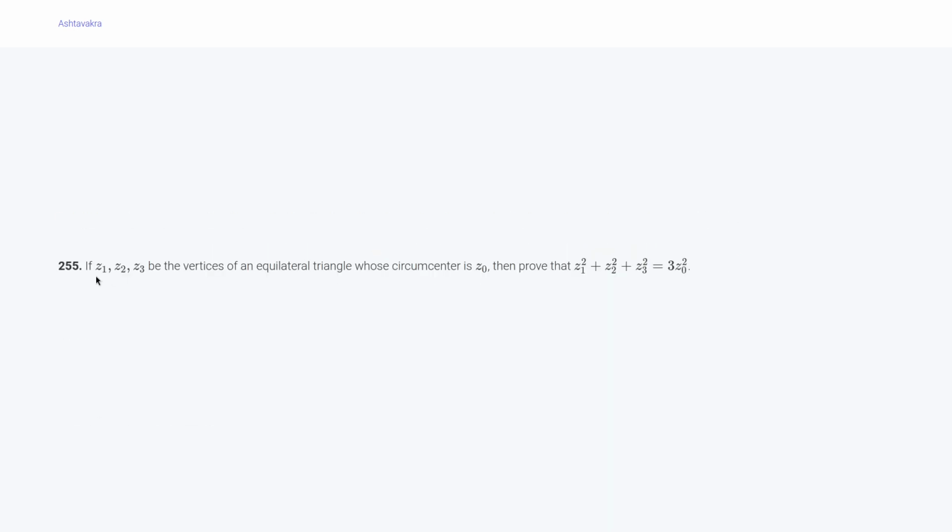Question 255 says that if z1, z2, z3 be the vertices of an equilateral triangle whose circumcenter is z0, then prove that z1 square plus z2 square plus z3 square is equal to 3 z0 square.